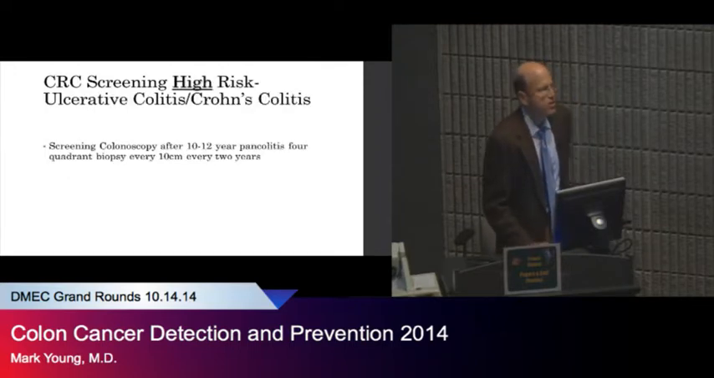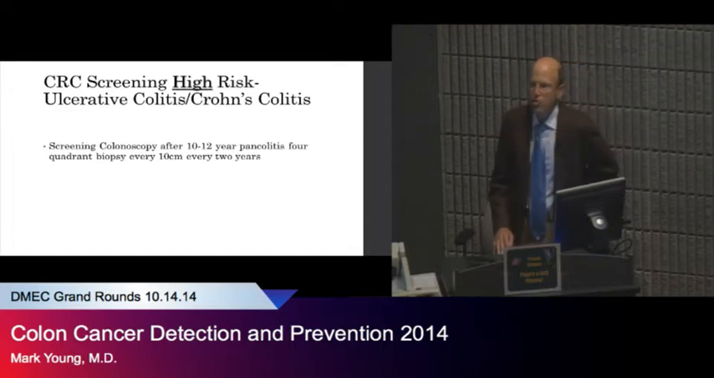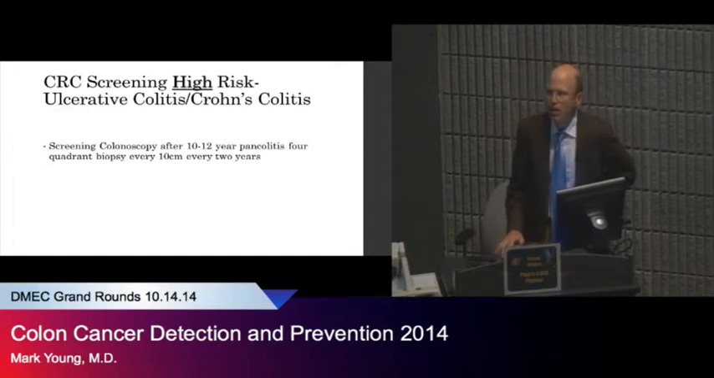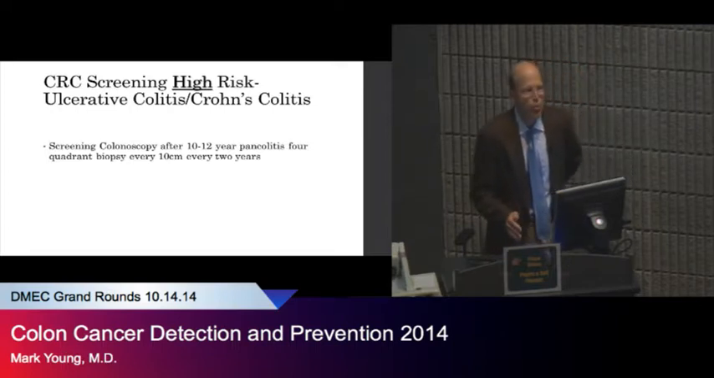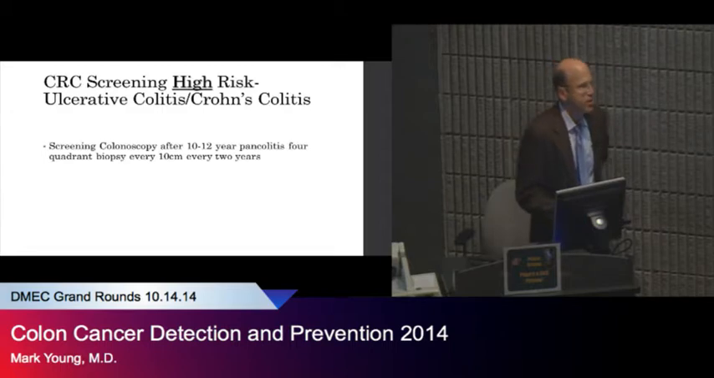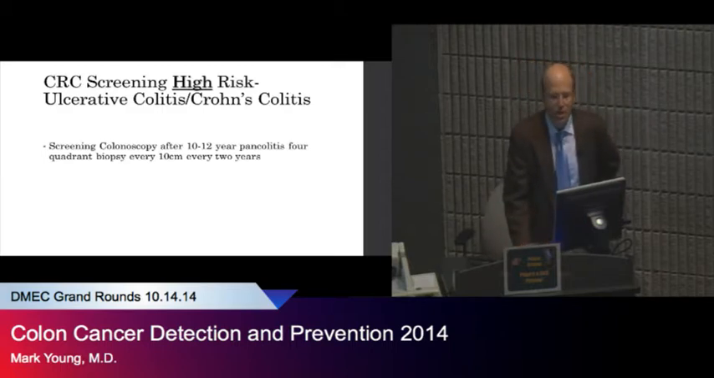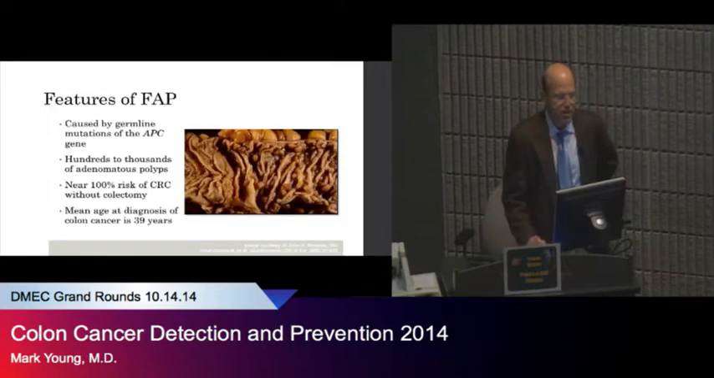Other high-risk patients include ulcerative colitis and Crohn's colitis. If we have a patient that has chronic UC or Crohn's after 15 years of left-sided colitis or 10 to 12 years of pancolitis, those patients need colonoscopy every 1 to 2 years with random biopsies every 10 centimeters in a four-quadrant manner. If there's low-grade dysplasia detected in these patients, they get colectomy if it's confirmed by another pathologist. If there's high-grade dysplasia, they get colectomy.